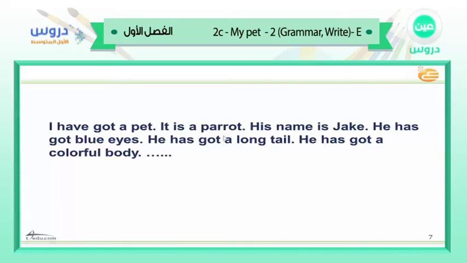I know that it's a parrot, but he's like my friend, so I have to say he. But you know, with an animal, we should use it. It has got blue eyes. But because it's just like my friend, it's okay, you can say he in this case. So you have to write more.